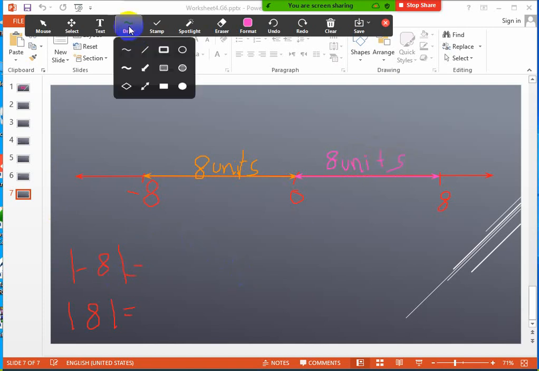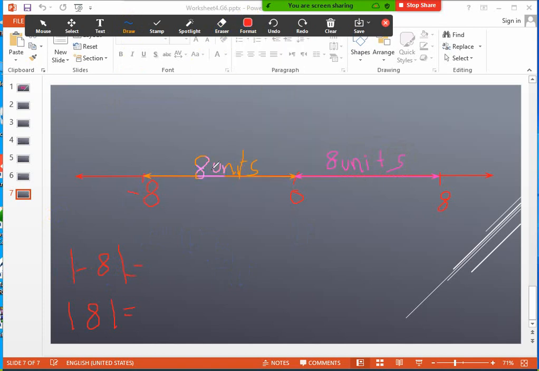So the distance for negative 8 is what? It's 8. And the distance for 8 is 8 also. That means the absolute value for negative 8 is 8. The absolute value for 8 is 8. So there is no negative in the absolute value. It will always be positive, because the absolute value is a distance. Okay, now, is that clear for you?